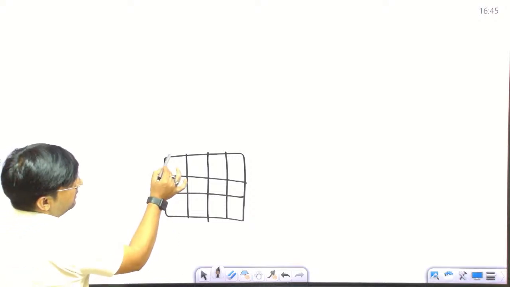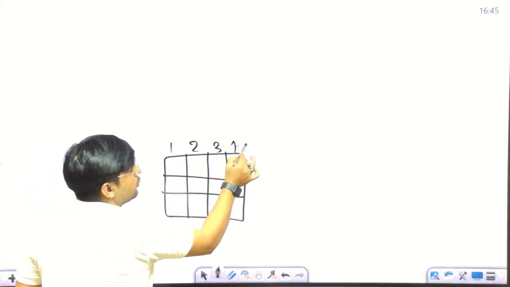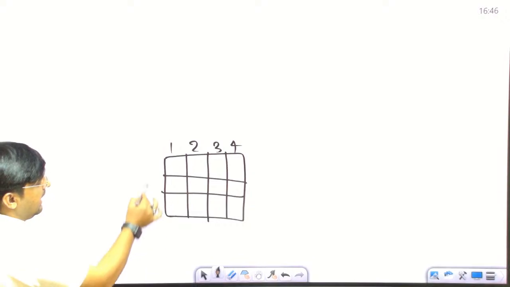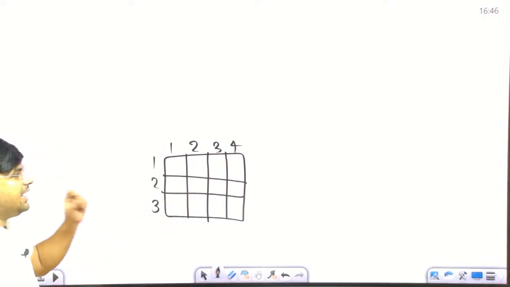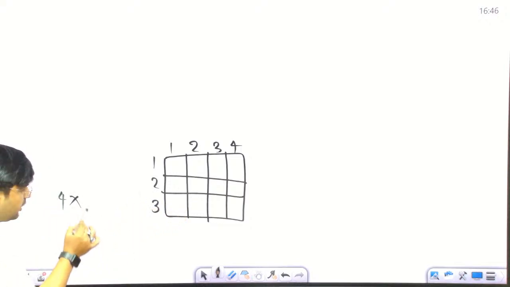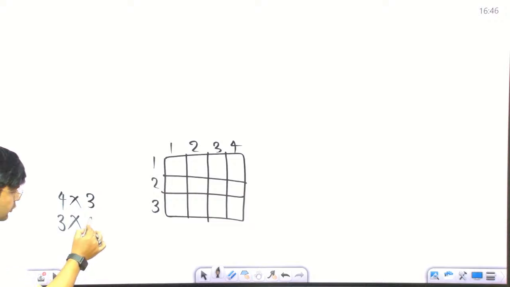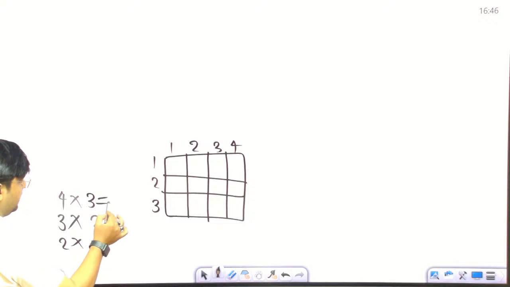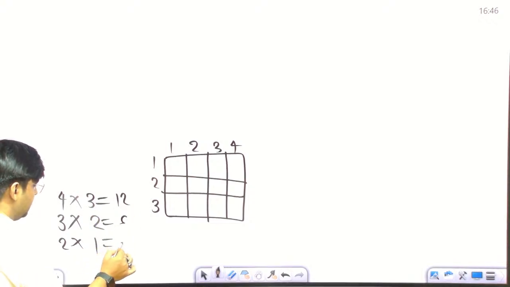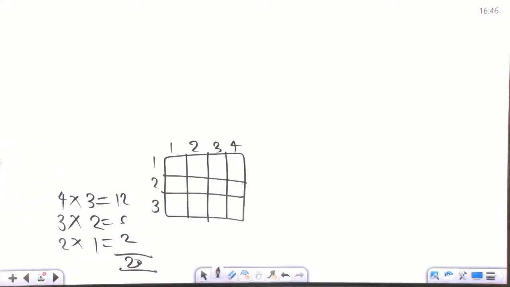So there are 4 rows in this figure and 3 columns. So we have to multiply the largest number of the row into the largest number of the column, and 4 minus 1 is 3, 3 minus 1 is 2, and 2 minus 1 is 1. 12, 6 and 2, 20. There are 20 squares in this figure. Clear?